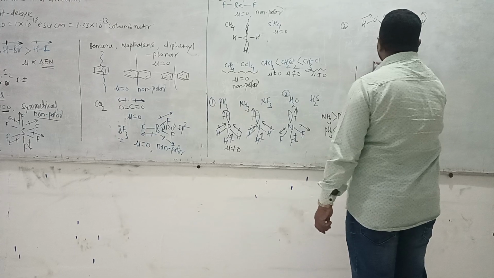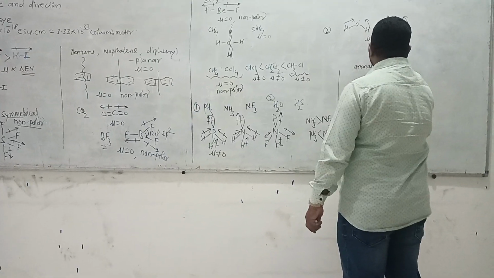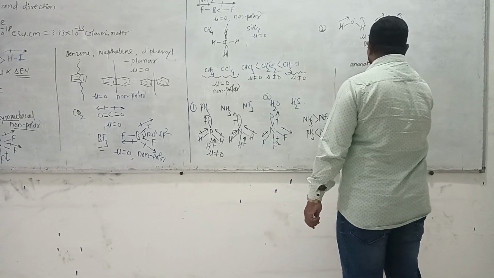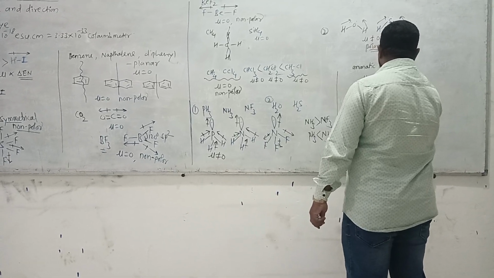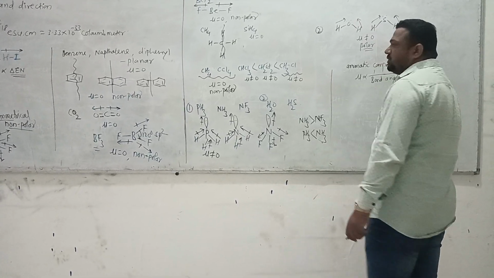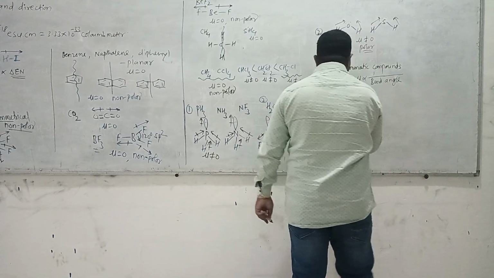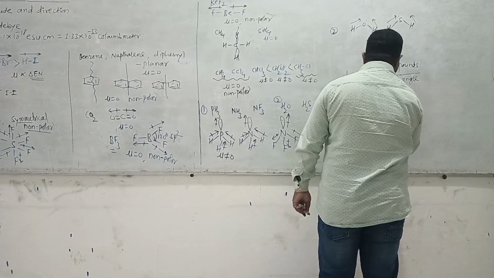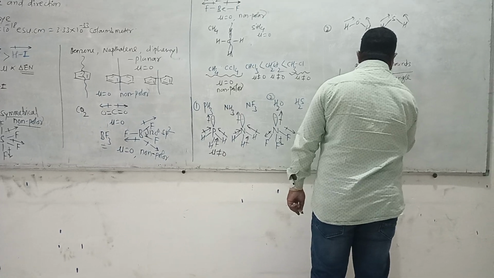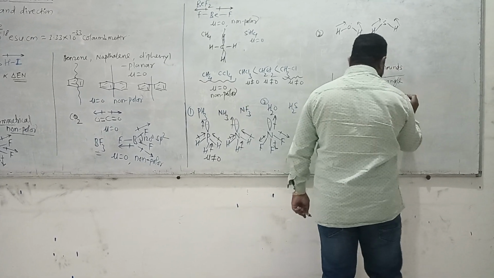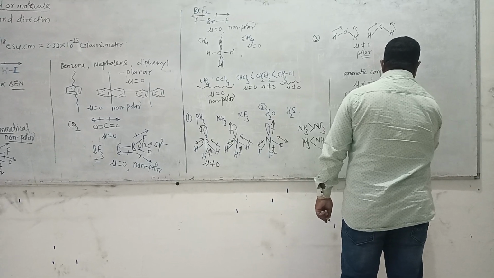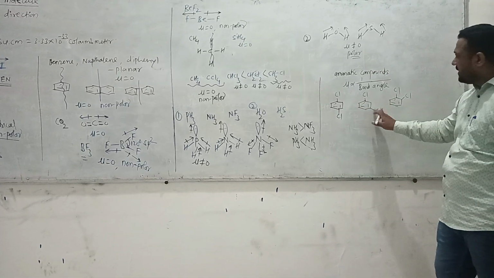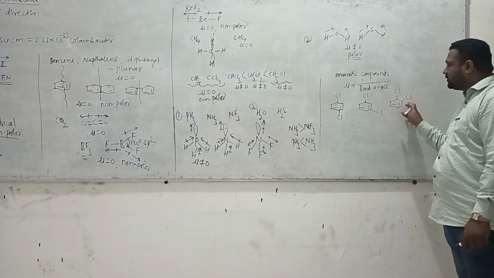Correct? In aromatic compounds, we have to see one example here. Aromatic compounds, what happens? Dipole moment is inversely proportional to the bond angle. We take one example. They are isomers of each other. In these cases, this is para-dichlorobenzene, this is meta-dichlorobenzene, and this is ortho-dichlorobenzene.